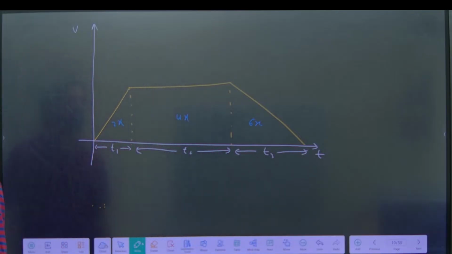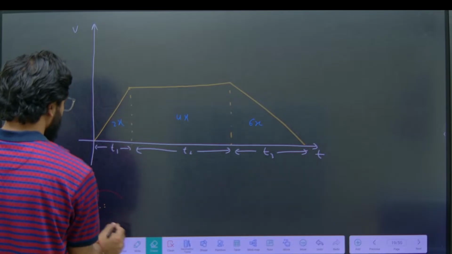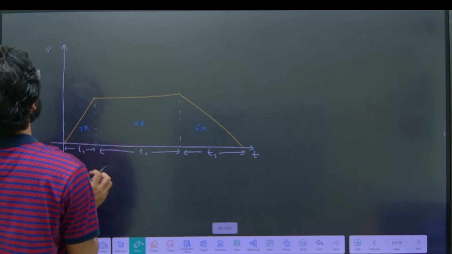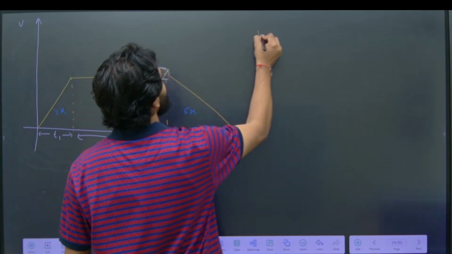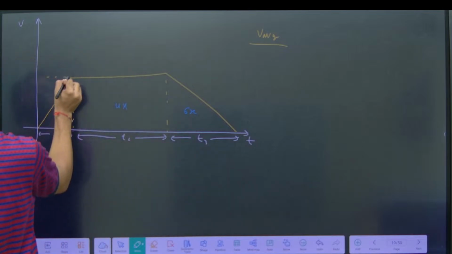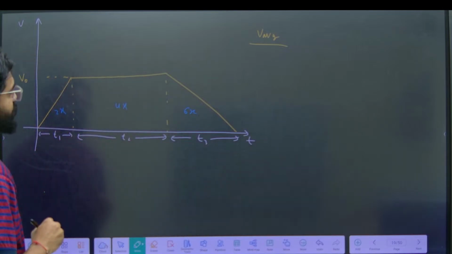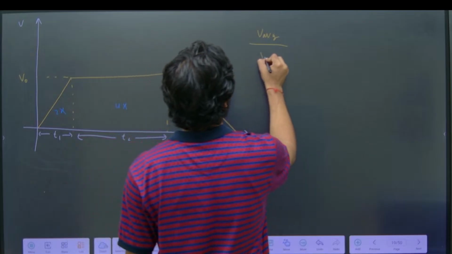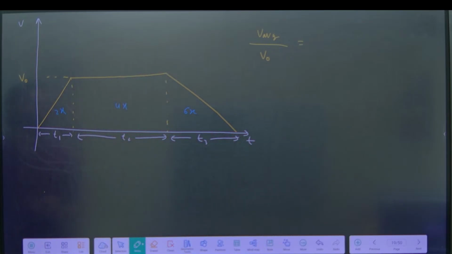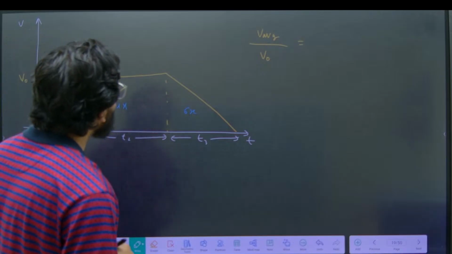So they are saying calculate the ratio of V average. He is asking us to calculate the ratio of V average to V naught, the maximum speed. Okay. So V average can be written as total displacement.